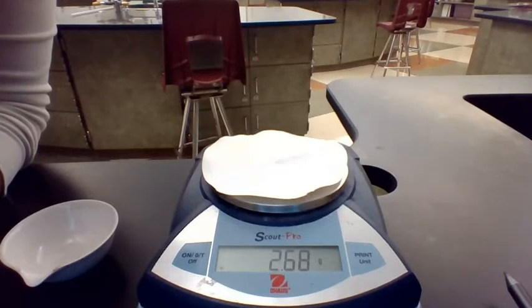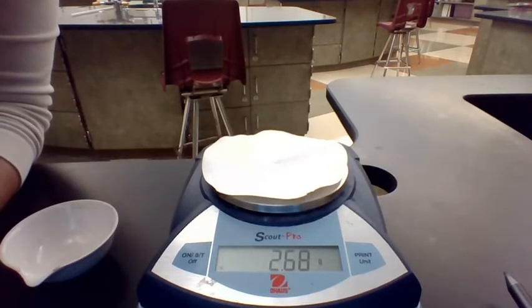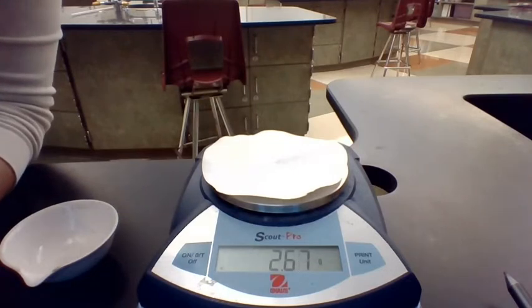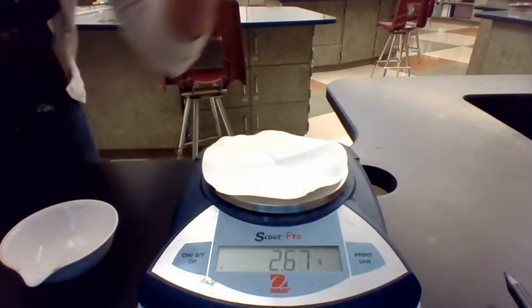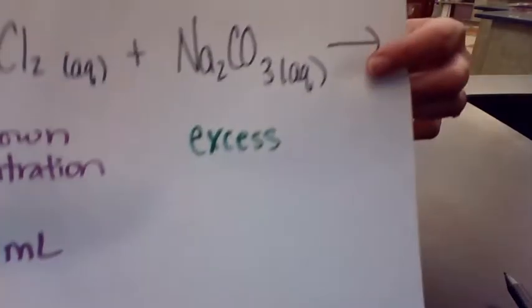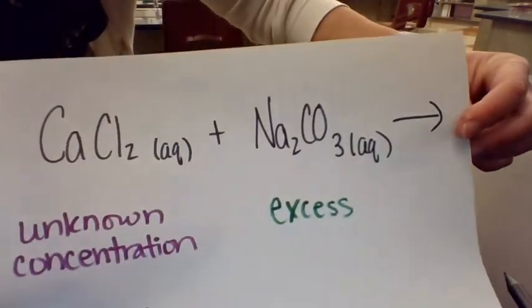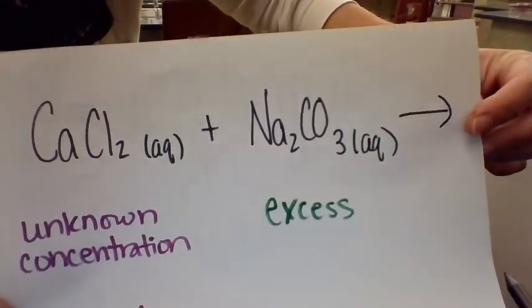So we can do a calculation and figure out exactly how many grams of solid we made and figure out how many moles that is, and then do some stoichiometry to determine the concentration of our calcium chloride. All right, and that is the goal of this lab, to determine the concentration of the calcium chloride.